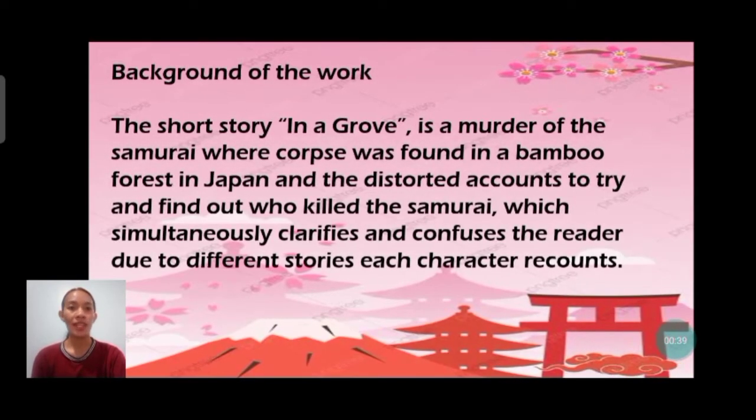So the short story In a Groove is a murder of the samurai where a corpse was found in a bamboo forest in Japan and the distorted accounts to try and find out who killed the samurai, which simultaneously clarifies and confuses the reader due to the different stories each character recounts. So later on in the story, we will identify who are those characters and what are their testimonies.